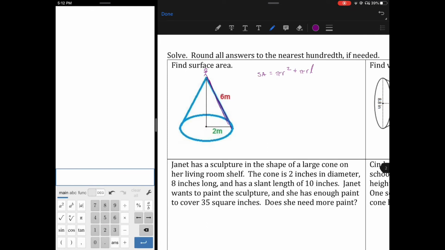But anyway, let's go ahead and solve this. All we have to do is plug in our values. So our radius is 2, so we'll plug it in whenever we see an r, and our slant is 6. And then we can plug it into Desmos exactly like this. So we'll do pi r squared plus pi r L. And that'll give us our surface area of 50.27 meters squared. So surface area will always be units squared.